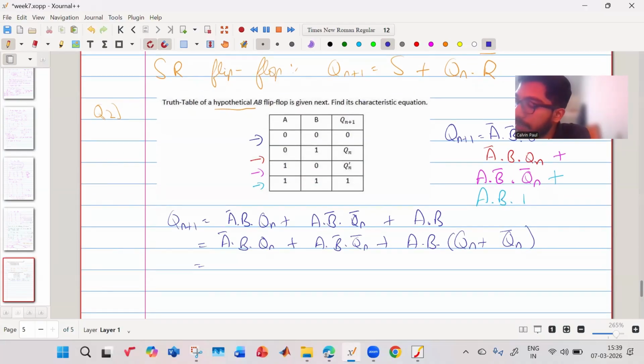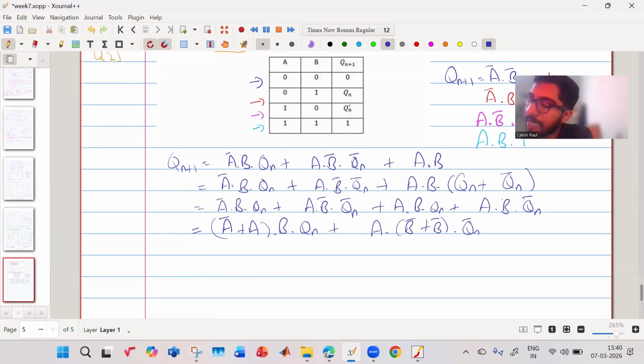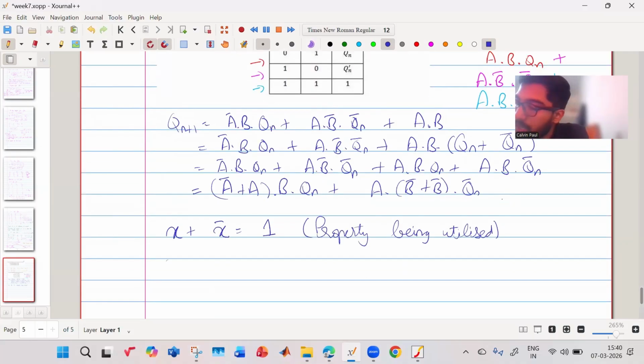So what do we get? A bar B Qn plus A B bar Qn bar plus A B Qn plus A B Qn bar. So what do we get? We get A bar plus A, B, and Qn, plus A, B bar or B, and Qn bar. We are exploiting the property that x plus x bar is equal to 1. This property is being utilized. So what do we get? Our Qn plus 1 is equal to B Qn plus A Qn bar.